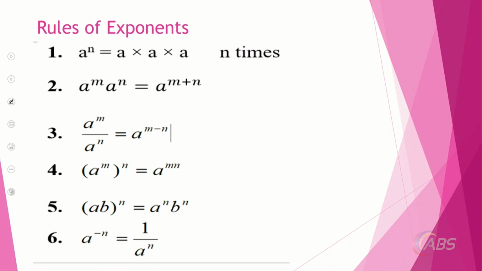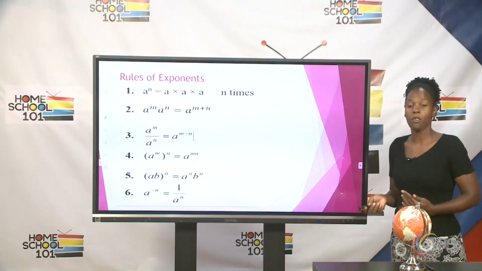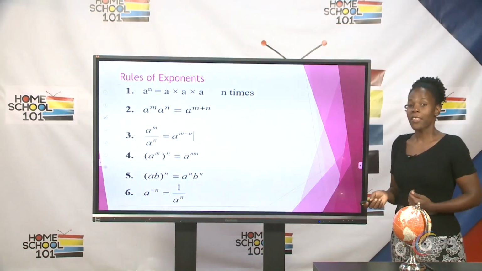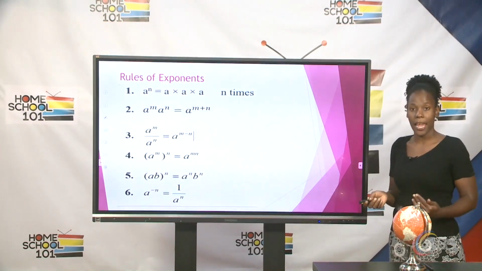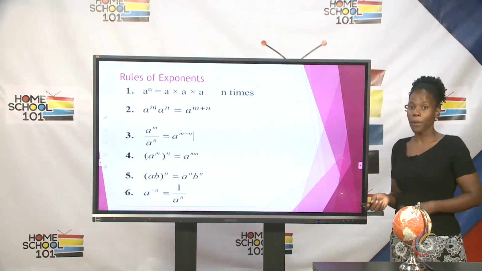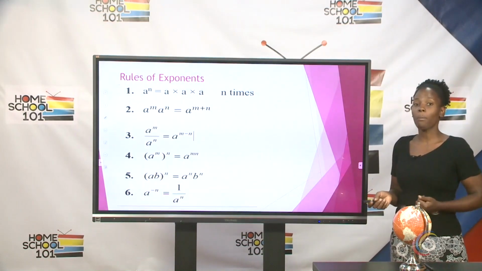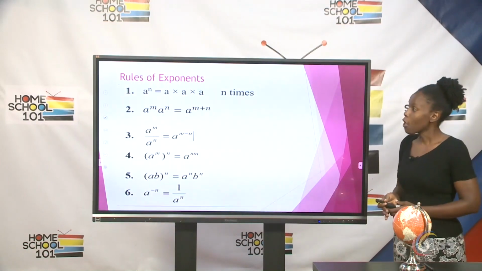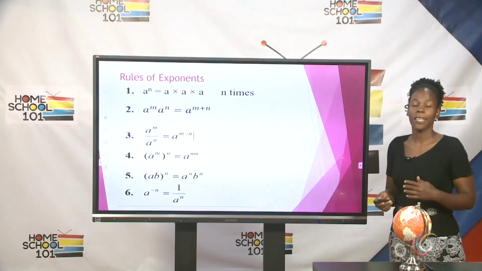So we will look at some rules of exponents. The first rule that we have is a to the power n is equal to a times a, n times. Essentially, as I stated in the definition, it states the number of times a number must be multiplied by itself. Therefore, once I have a to the power n, it means whatever n is, I will multiply a by itself n times. So for example, in the previous example that I had with 2 to the power 3, it means I will multiply 2 by itself 3 times.